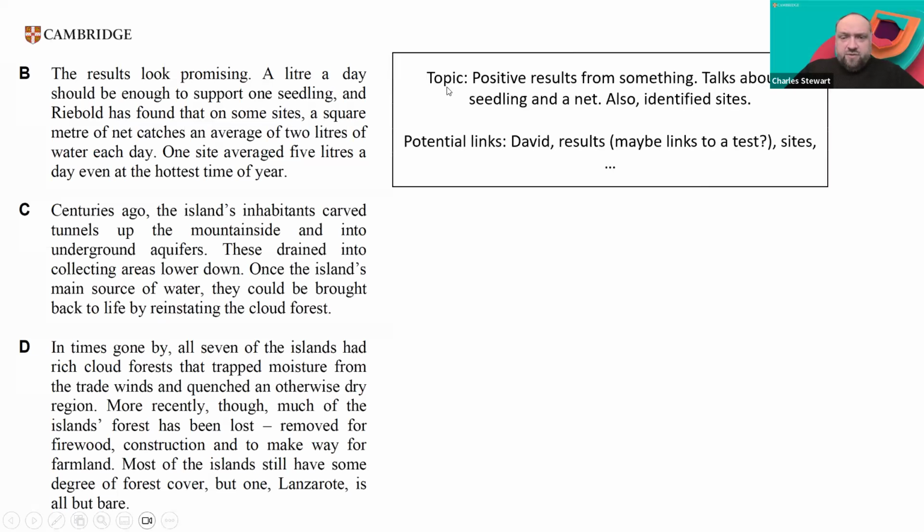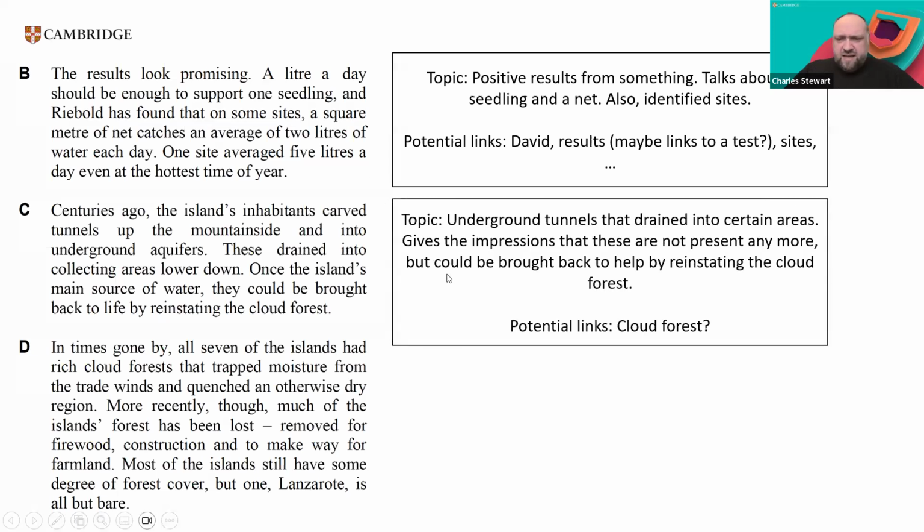Okay, so we can see here the topic positive results from something talks about seedling in a net, possibly linking to David, results maybe links to a test, sites, something like this. C, the topic underground tunnels, I would underline that, drain into certain areas, gives the impression that these are not present anymore, but could be brought back to help by reinstating the cloud forest. So possible link, maybe the cloud forest.